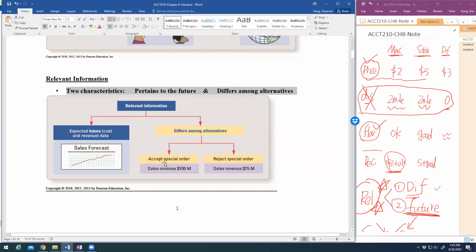Let's say if you accept something, the revenue is 100 million. If you reject, it's 75 million. So 100 million is different from 75 million, so this information is relevant. The sales revenue is relevant. If you buy Starbucks for $2 versus McDonald's for $2, not different. Buy Starbucks for $5, relevant. The distance, 2 miles, is not relevant because it's not different. And things that happen in the past are not relevant.